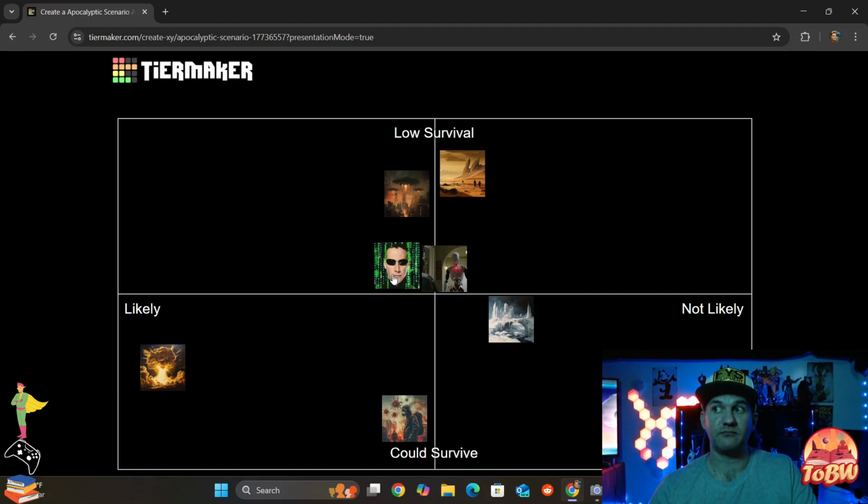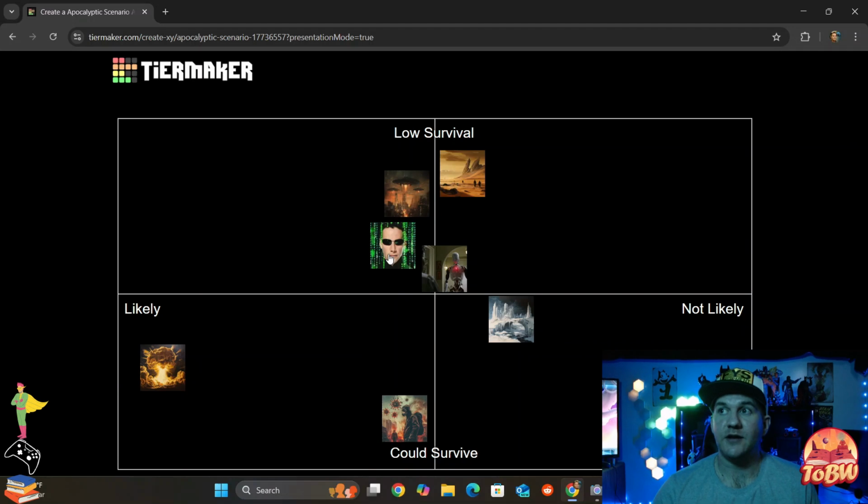This is the route, crazy enough, that we're going. We're going like scary AI. Likely? Yes, it's a little more likely than the other one because of that. And yeah, it's a low survival. I mean, there's things we could do. We could just completely get rid of all electronics. That's going to be super hard.